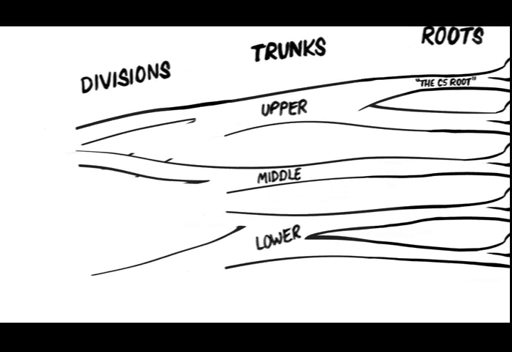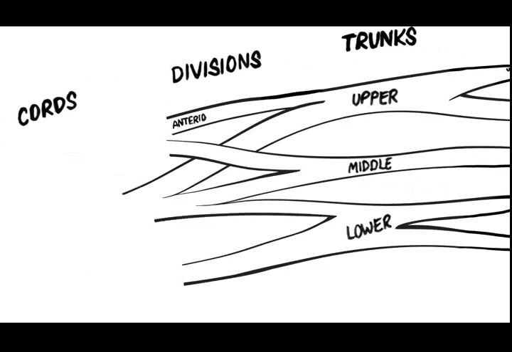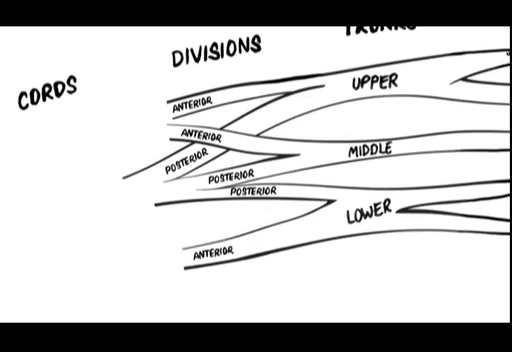Next, each trunk divides into an anterior division and a posterior division. This is the most important functional segregation that takes place in the brachial plexus, because all of the fibers in the anterior division will innervate anterior compartment muscles, while all of the fibers in the posterior division will innervate posterior compartment muscles. Let's look at what this means.